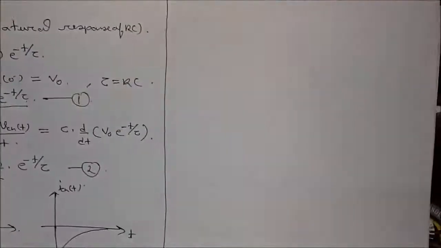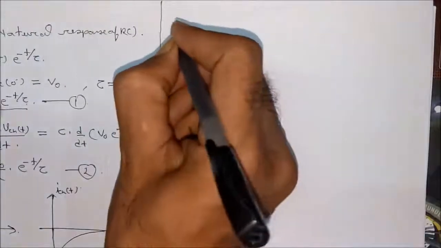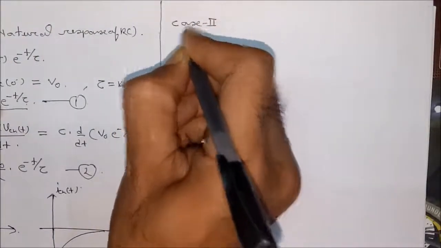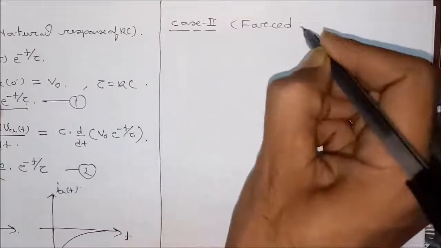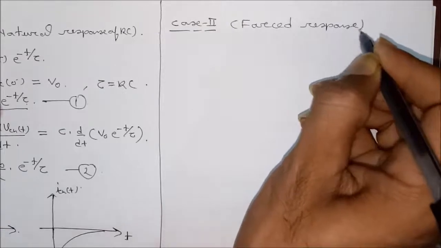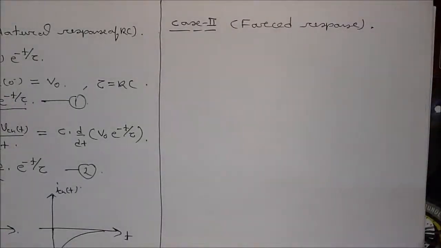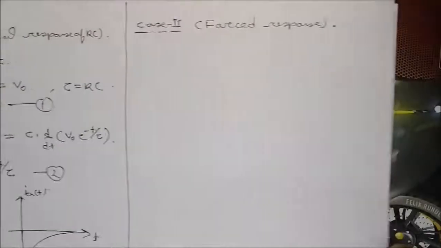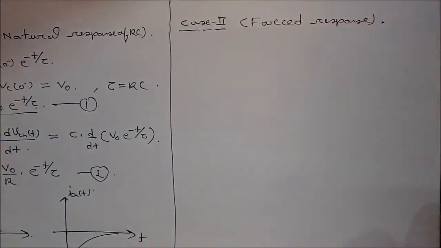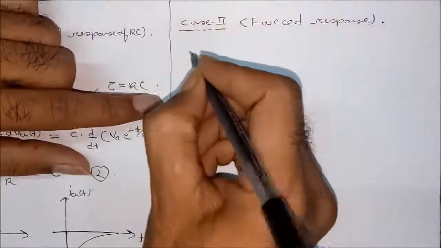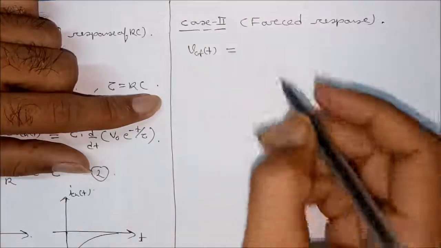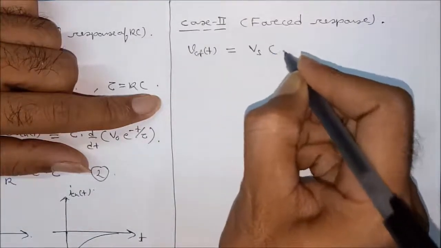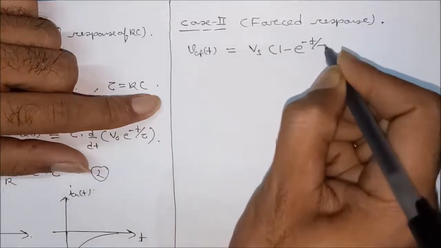Now I am moving forward to case 2. This is case 2. I am talking about the forced response. It means I am going to calculate only the response due to the supply voltage. So Vcf(t), the forced response, is only due to the supply voltage, and we have calculated it as Vs times 1 minus e to the power minus t by tau.